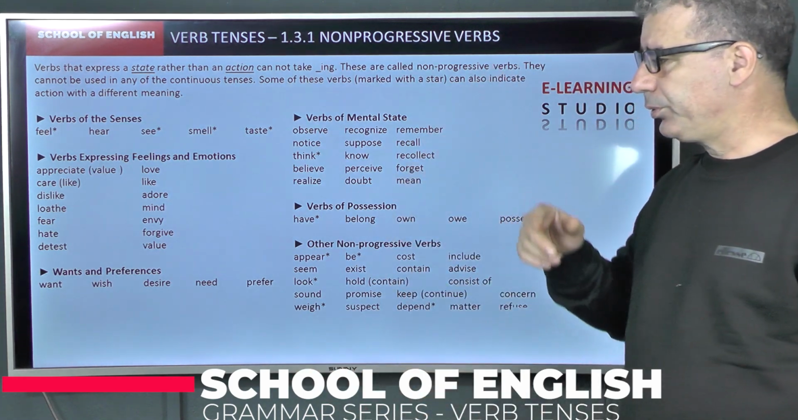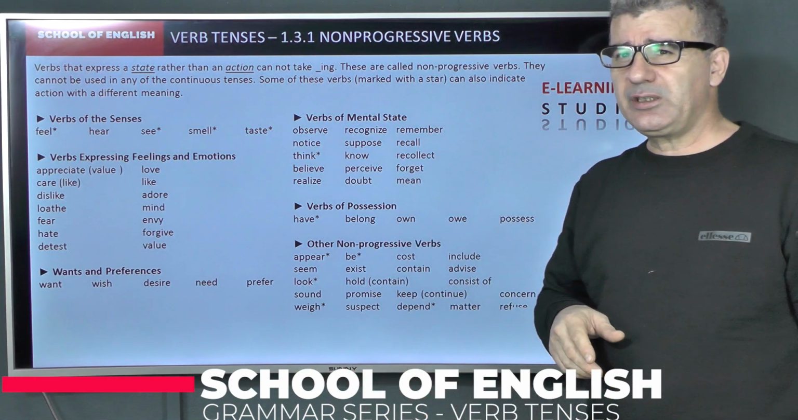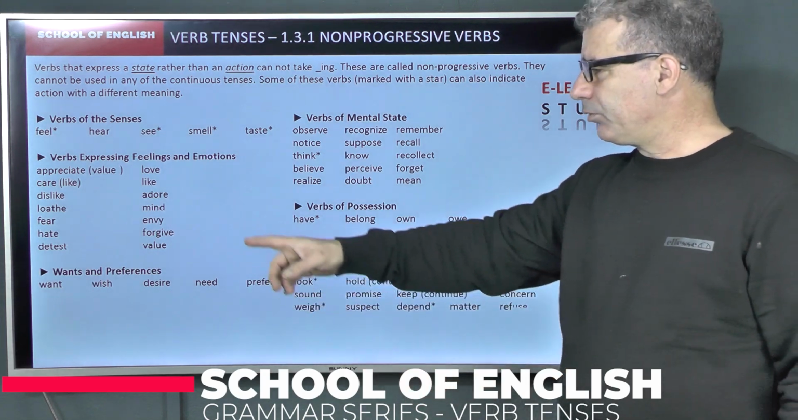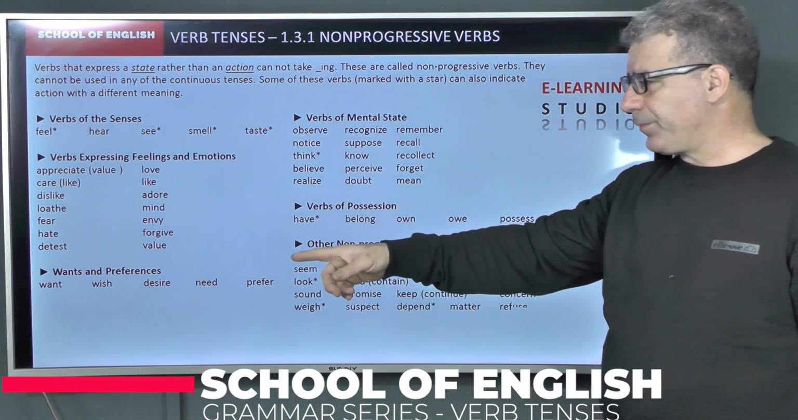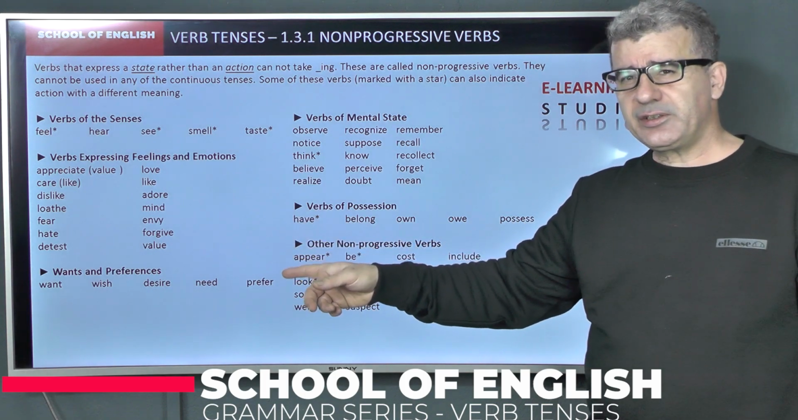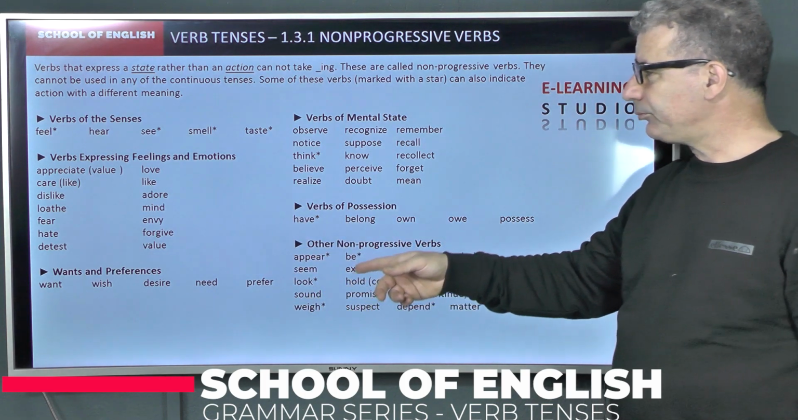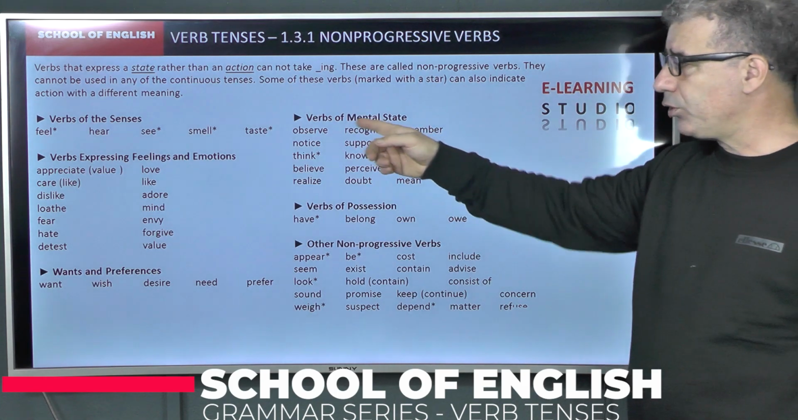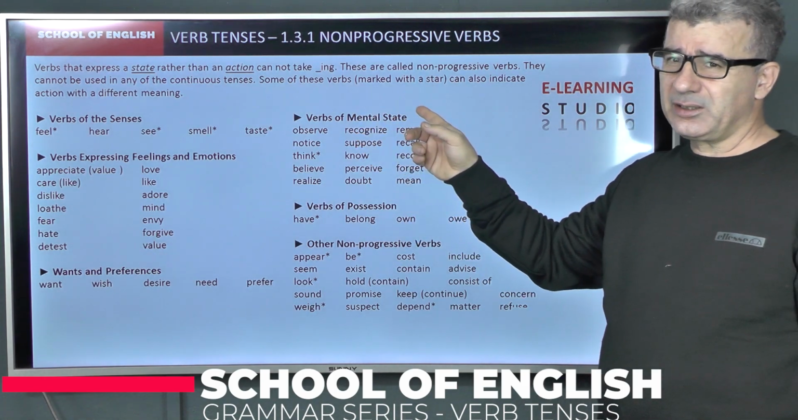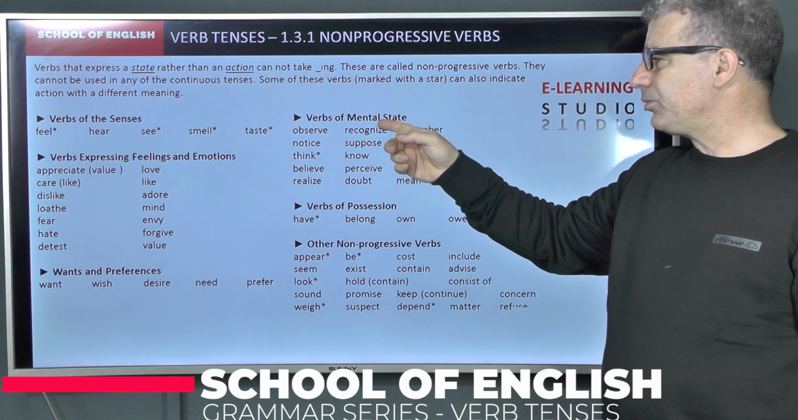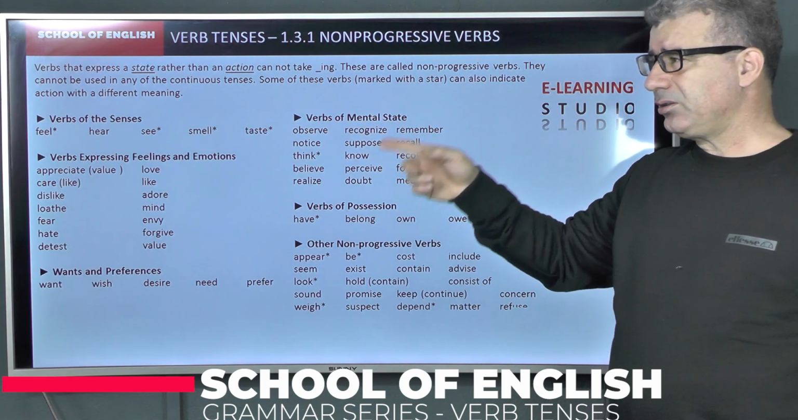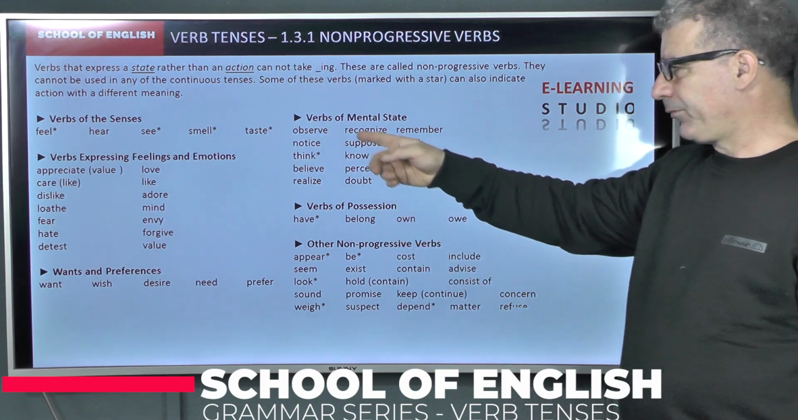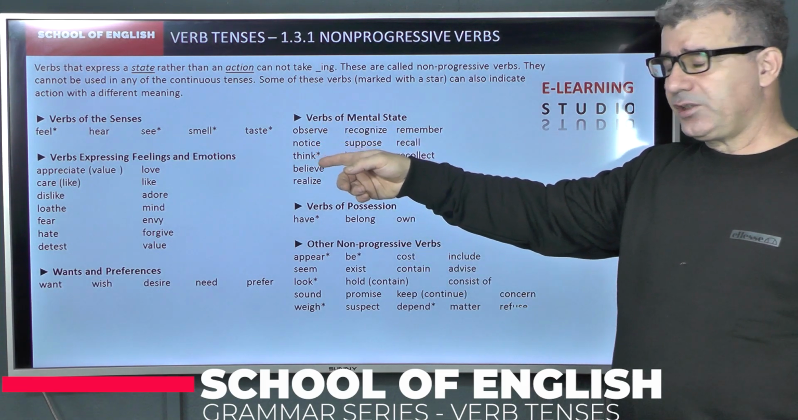And in the third group, we have the verbs indicating wants and preferences. What are they? Want, wish, desire, need, and prefer. In the fourth list, we have verbs of mental state. As can be understood from the title here, they all express state and cannot be used with verb ing. Let's have a look at these verbs.